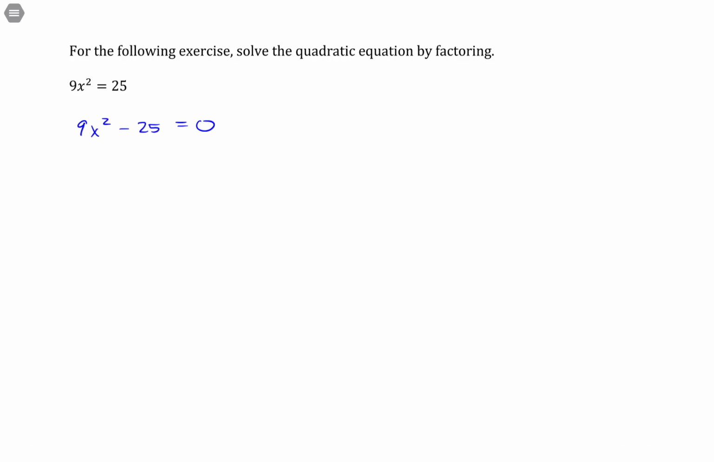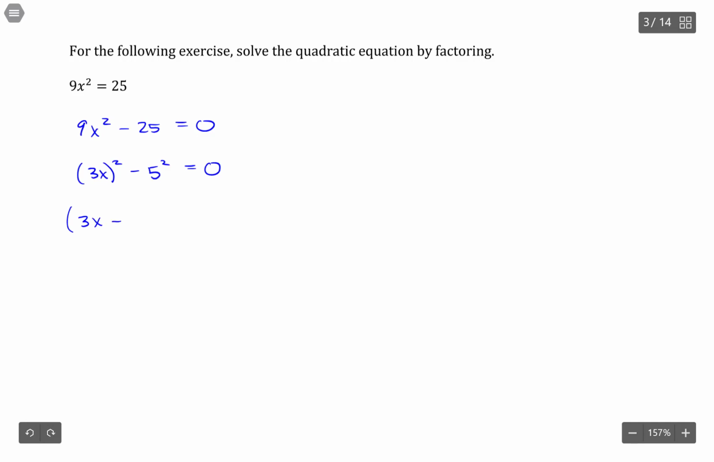Notice here I now have the difference of squares, because 9x squared could be rewritten as (3x) squared, and 25 is a perfect square as well. So this would factor into (3x minus 5)(3x plus 5).